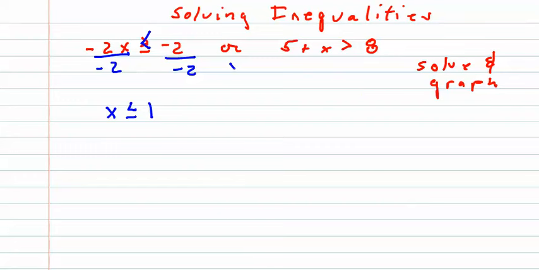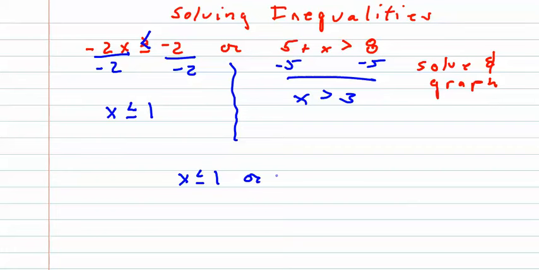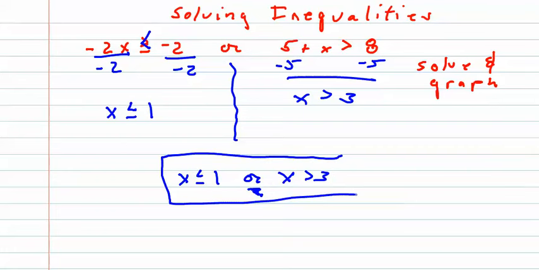Or, and this word "or" gets carried all the way through, I subtract 5, x is larger than 3. The solution then, x less than or equal to 1, or x is greater than 3. I must have that word "or". If not, your solution is not complete.